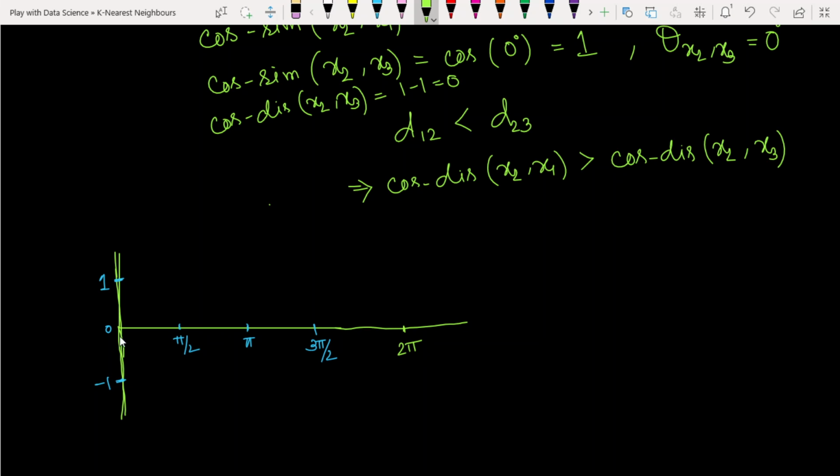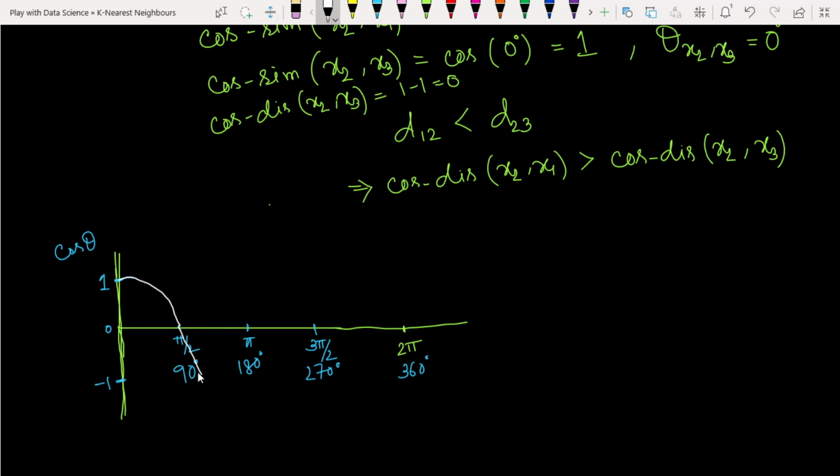I am taking radians here, and if you consider it in degrees, it is 90 degree, 180 degree, 270 degree, and 360, both are the same thing. So first draw the cos. It is a simple cos theta. If theta is 0, then the value of cos theta is 1. If theta is 90 degree, then cos theta is 0. The curve will look like this.